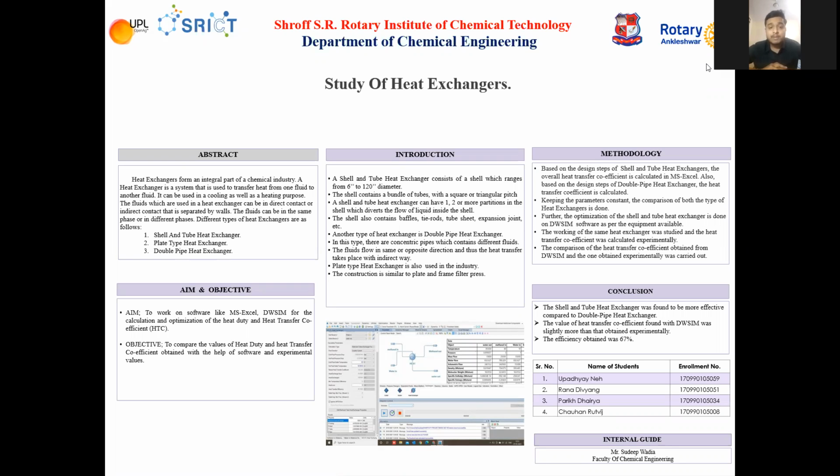The working of the same types of heat exchanger was studied experimentally, and the efficiency was also calculated. For the conclusion, we concluded that the shell and tube heat exchanger was found to be more effective than all other heat exchangers. The value of the heat transfer coefficient varied slightly because of efficiency problems, and the efficiency was found to be 67%.